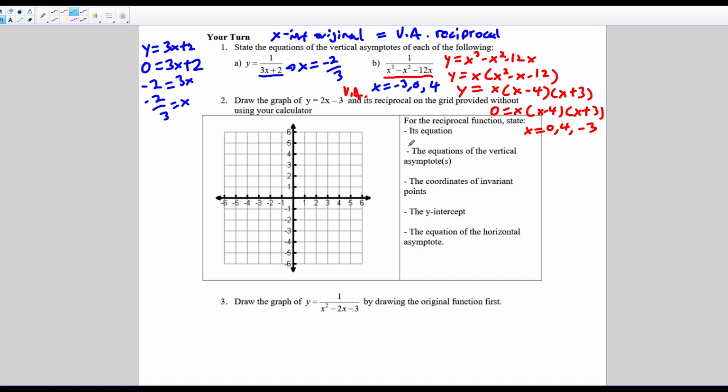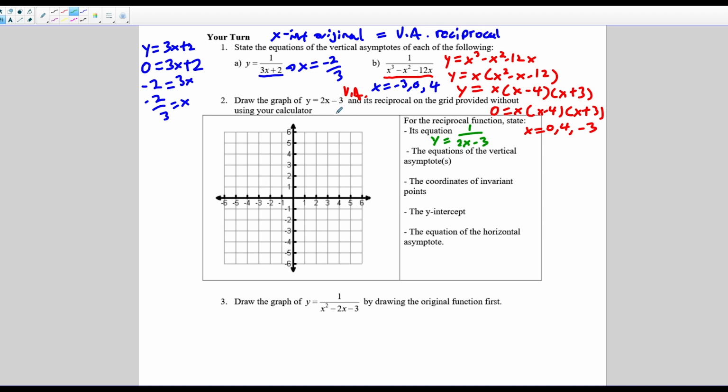Looking at this next example, we have our original function of y is equal to 2x minus 3. We need to graph both the original and the reciprocal without using our calculators. Starting us off, let's find the equation of our reciprocal function first. All we're going to do is take a 1 and put this 2x minus 3 underneath. So our reciprocal function is y is equal to 1 over 2x minus 3.